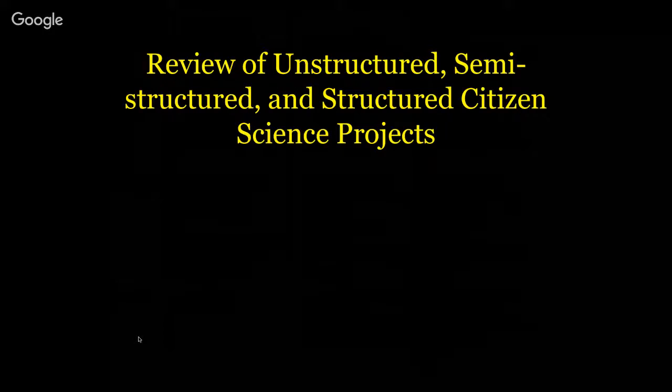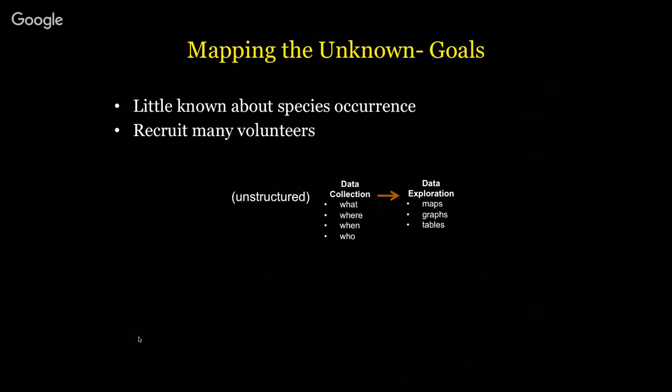So now I'll quickly review and give you some examples of each of these kinds of projects. So the concept, as I've been saying, for unstructured data is mapping the unknown. We need to know where things occur before we can begin to think about conserving them. These projects can recruit lots of volunteers. And the kinds of results you get are exploratory or visual. You can create maps of occurrences of species and things like that.